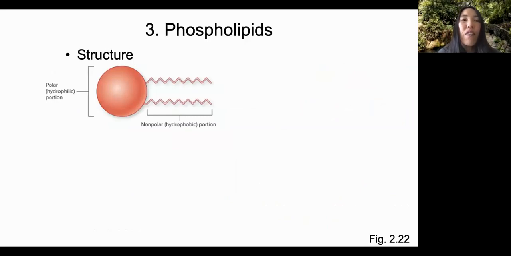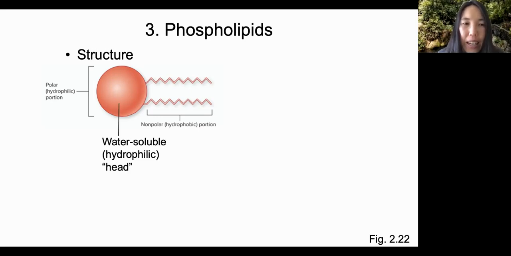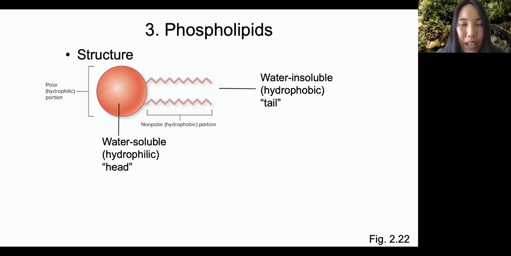Next, we have phospholipids. Phospholipids consist of a water-soluble or hydrophilic head, hydro meaning water and phil meaning love, so the head actually mixes with water, and water insoluble or hydrophobic tail, phobic meaning phobia or fear of.